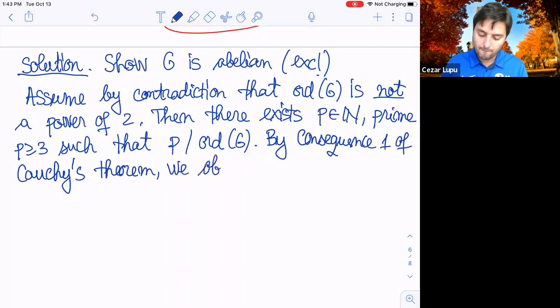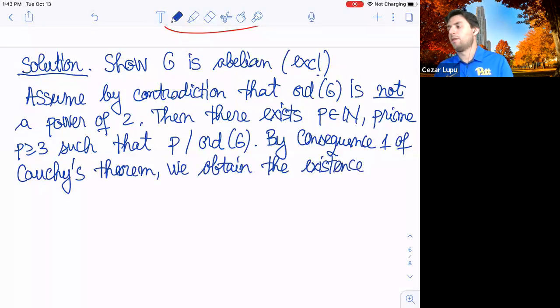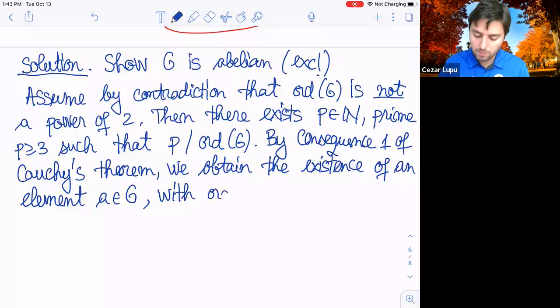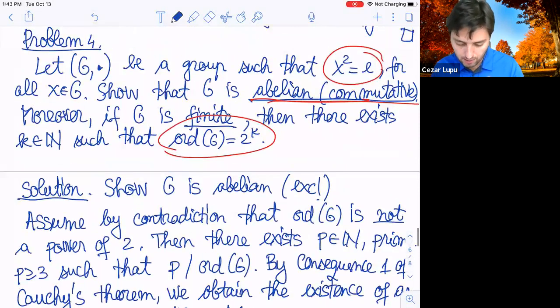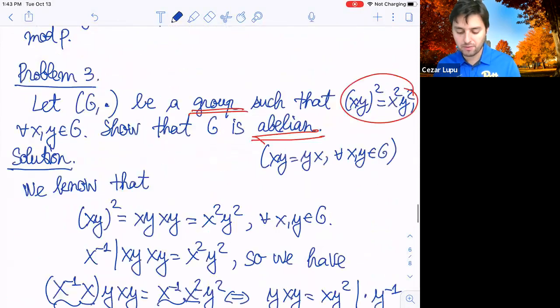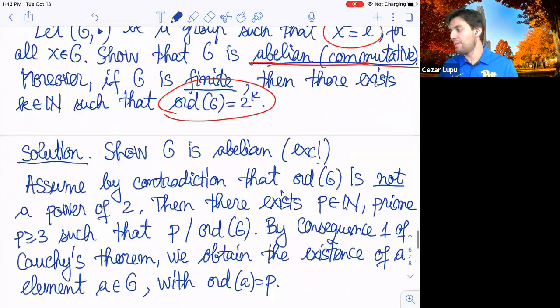Let's say we obtain the existence of an element, let's say A in G, such that the order of this element is P. This is consequence 1. Look at it. There exists an element such that the order of that element is P. All right, that's beautiful.